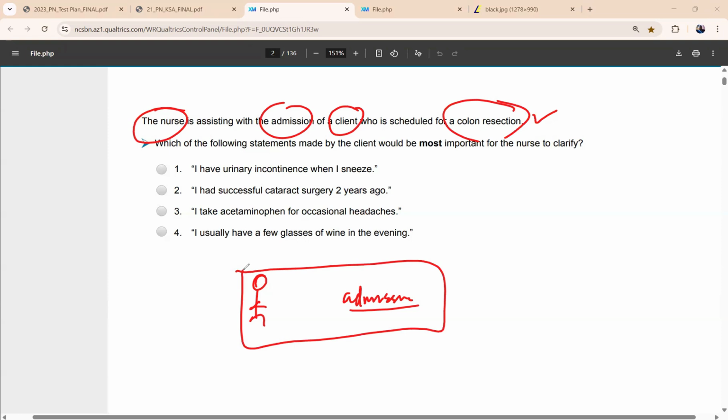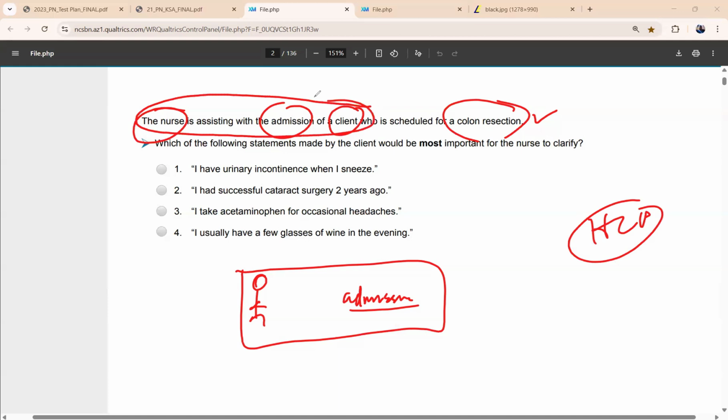Colon resection is not within your scope of practice. That is the scope of practice of the healthcare provider. But guess what? The NCLEX cannot just say you are assisting during admission. NCLEX believes that you already know the kind of assistance you give when a particular medical doctor's procedure is about to be done. Like in nursing, there are a lot of procedures that will be done by the healthcare provider, but at the end of the day, there are things you do.